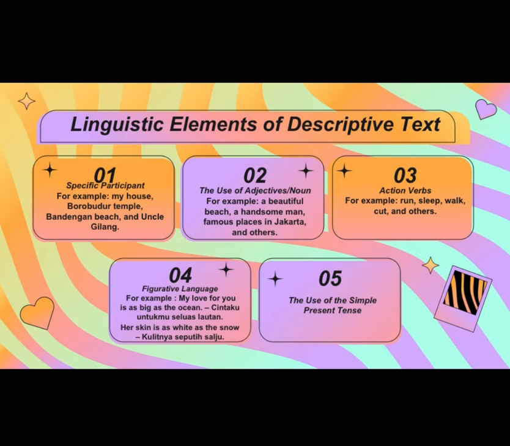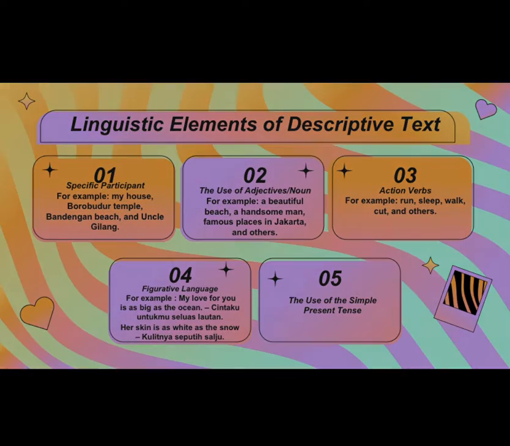Verbs that indicate an activity, for example, run, sleep, walk, cut, eat, and others. And the next linguistic element is figurative language. Using figurative language, or describing something in general, it will use a metaphor to provide an illustration to the reader. For example, my love for you is as big as the ocean, and her skin is as white as the snow.